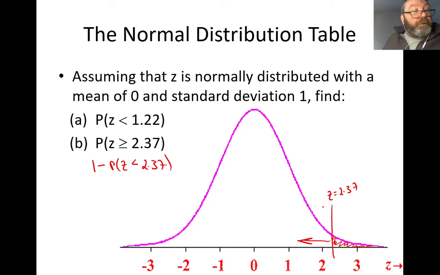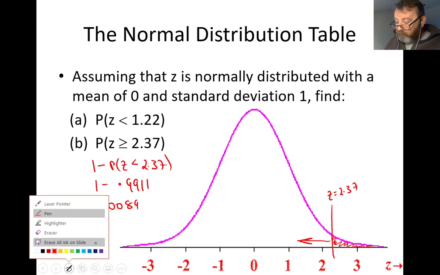And now I know straight away what is to the left of 2.37 because the tables tell me 2.37 is 0.9911. So it's 1 minus 0.9911. And that's going to give me 0.0089. So there is a what? There is a 0.89% chance that we're up here. Okay, so again, I had to use symmetry in order to get me out of that one. And I also had to use the fact that tables only read to the left.